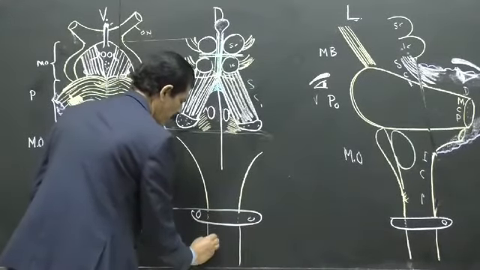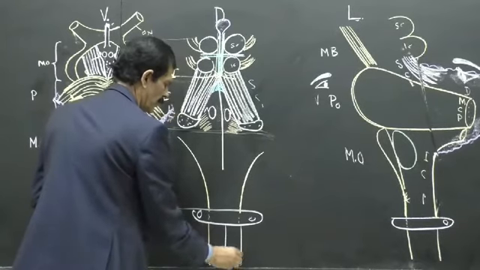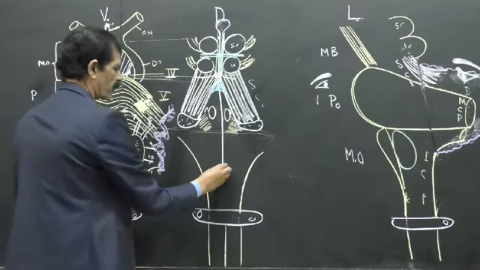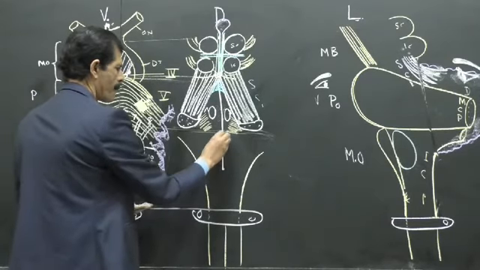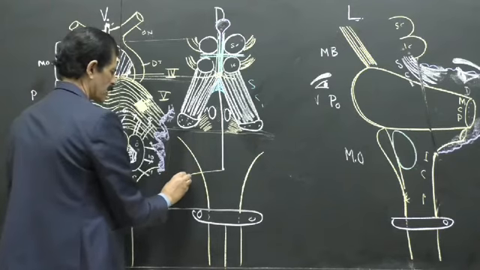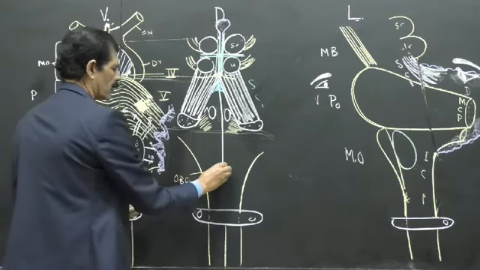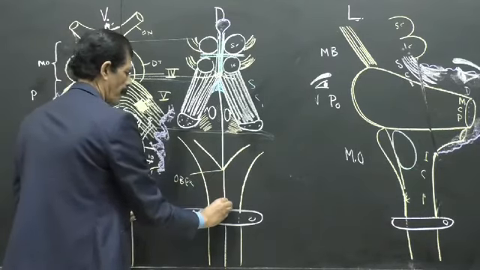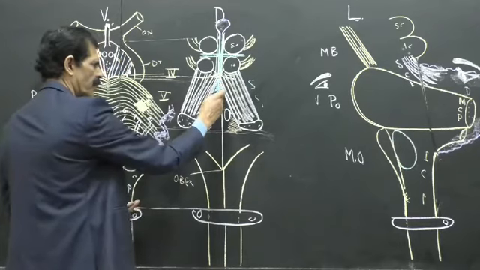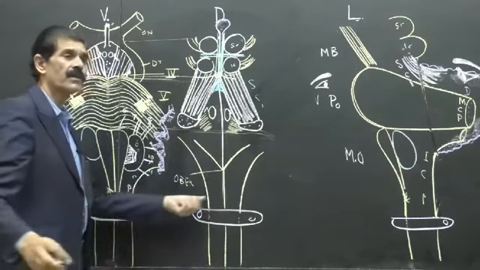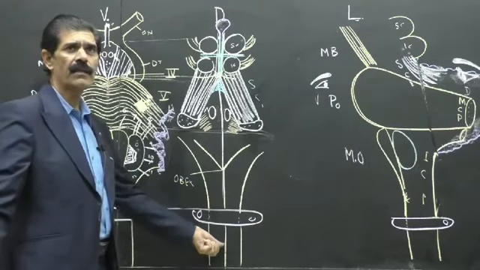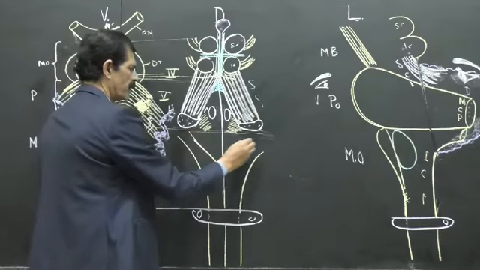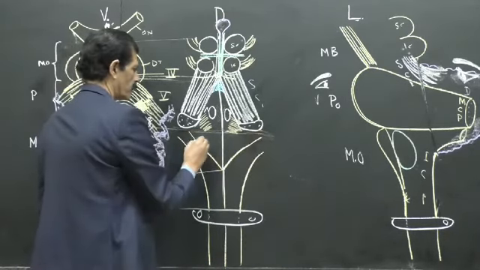Closed part and open part. The closed part is continuous with the spinal cord. The closed part and open part start from the middle of the medulla, which is called the obex. So above the obex is the open part, below is the closed part. The same posterior median sulcus is continuous over the medulla, and it is also continuous with the spinal cord.